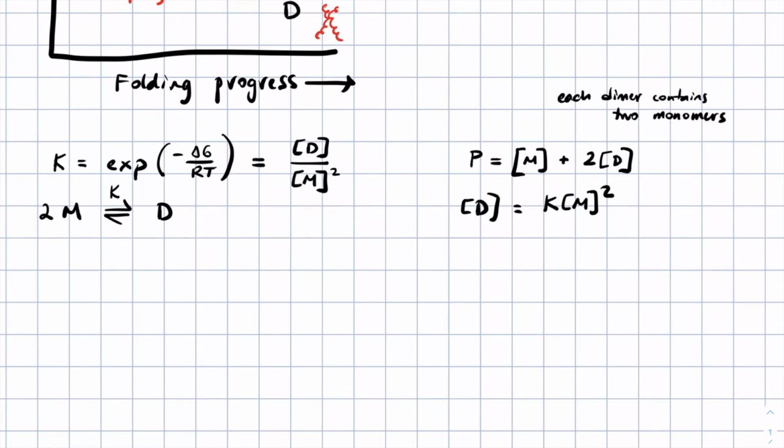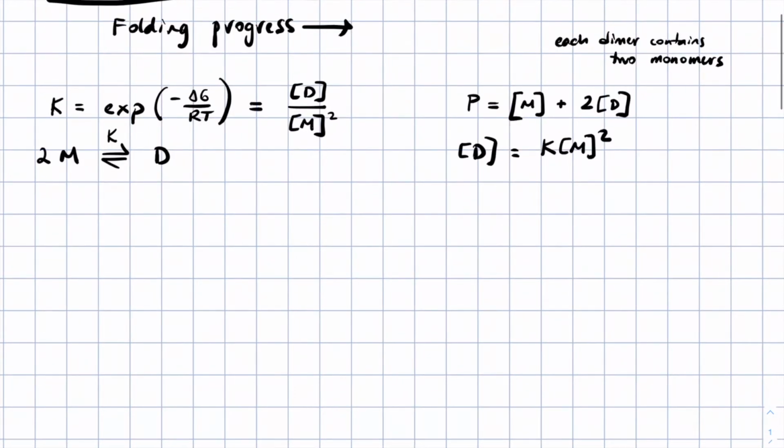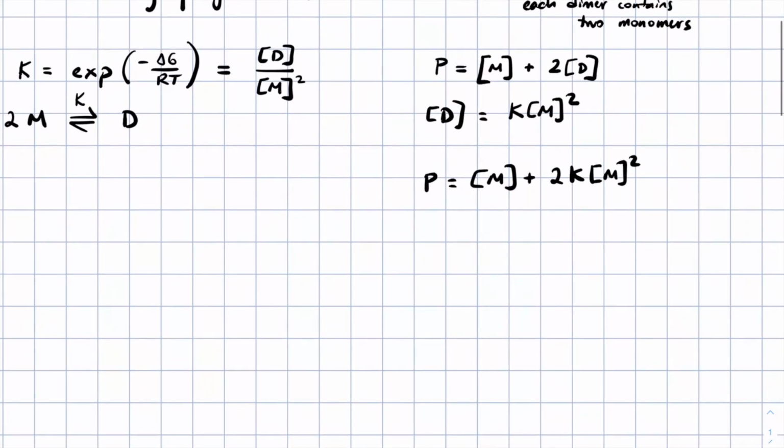All right, so we can substitute this expression for dimer concentration into the equation for total peptide concentration. P equals m plus 2 times K times the square of the monomer concentration. And if we subtract P from both sides, what we really have here is a quadratic equation with this form.